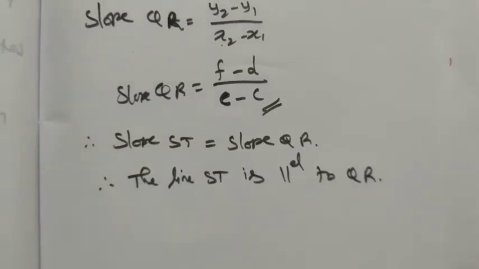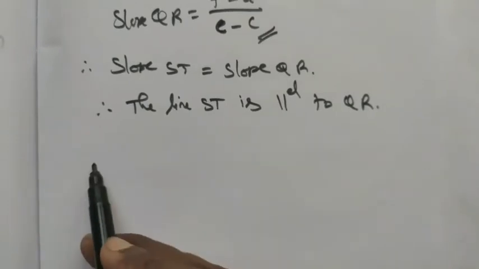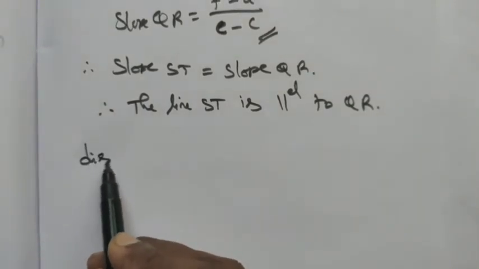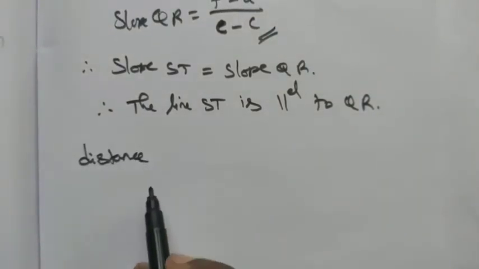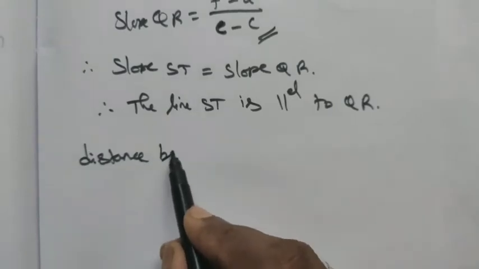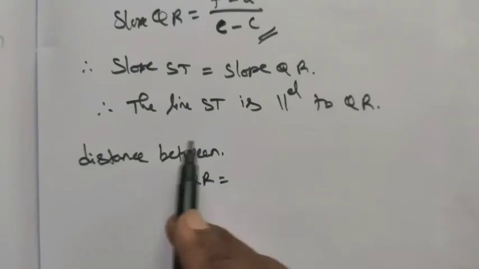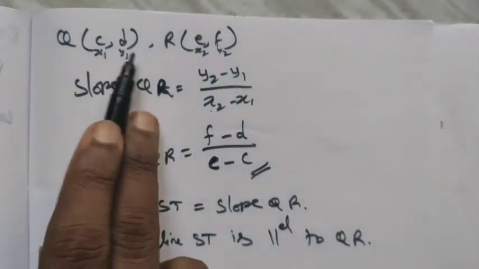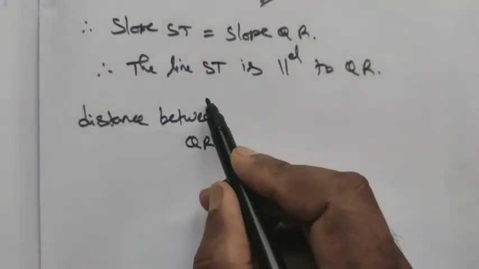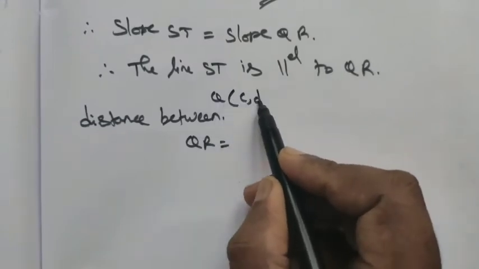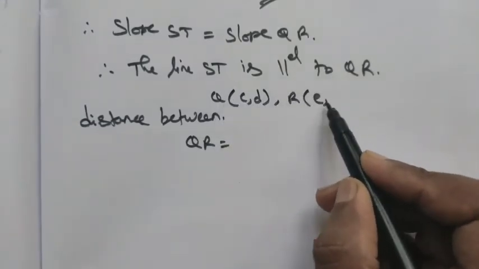Next we want to find out that ST is half of QR. The length ST is half of QR. If you are finding the length, we use the distance formula. The distance between Q and R: we know the Q point is (C, D) and the R point is (E, F).